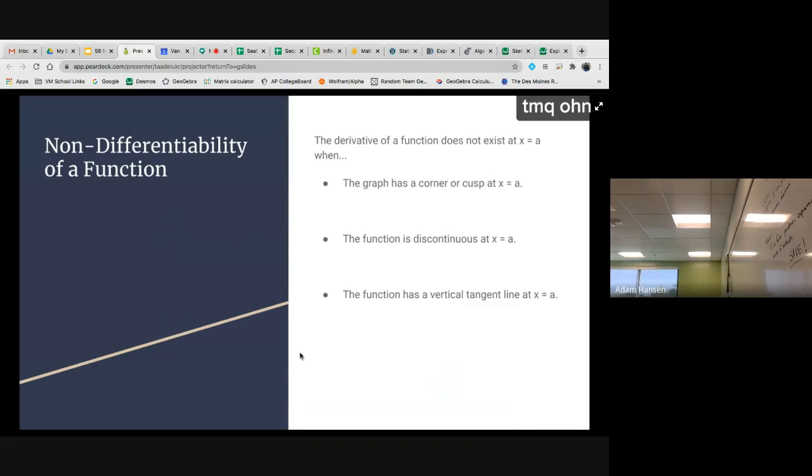All right. Next slide here talks about non-differentiability of a function. Differentiability means the function has a derivative at that point. I'm able to find the value of the derivative at that point. I'm able to take the derivative of a function and evaluate it at that point. So non-differentiability means that I can't do those things. I can't find the derivative at that point. The slope of the tangent line has no value at that point.